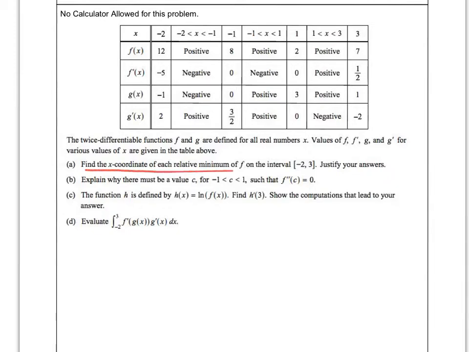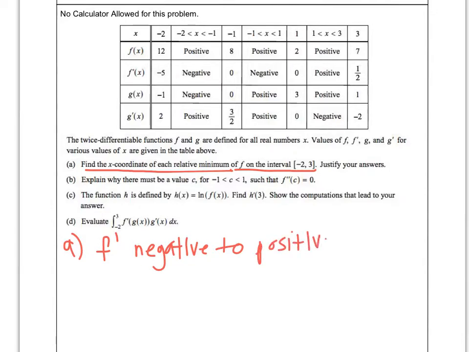For the first one, we're looking for the x-coordinate of each relative minimum on the interval from -2 to 3. So when I look at this, I'm thinking about f prime changing from negative to positive. I know that when f prime changes from negative to positive, that we have relative minima occurring. So I'm going to look at the f prime part of this.